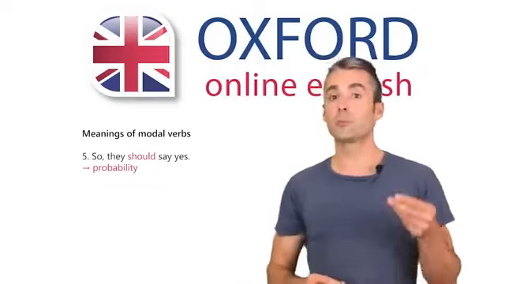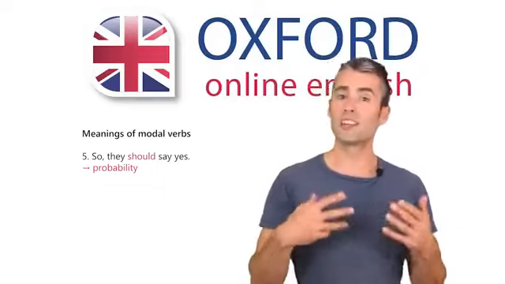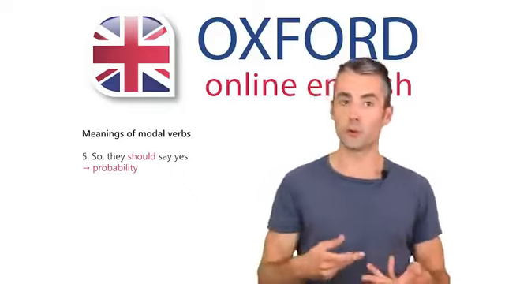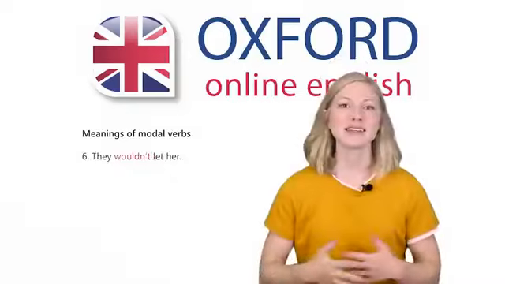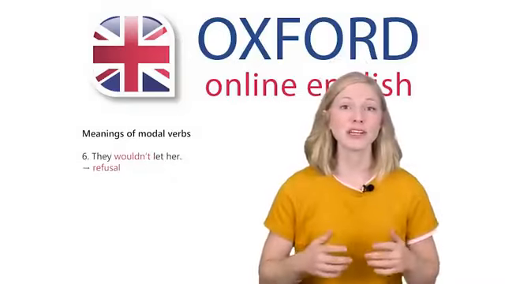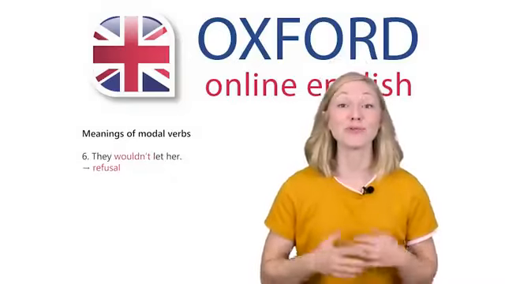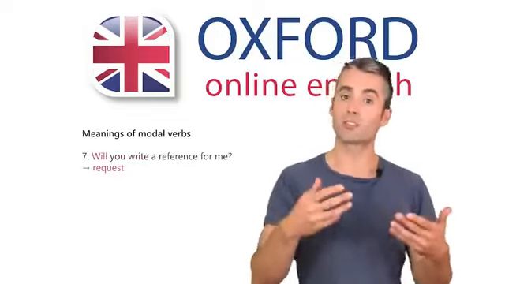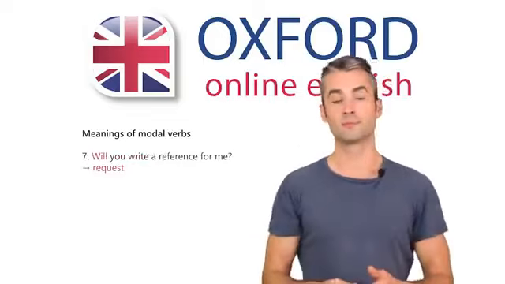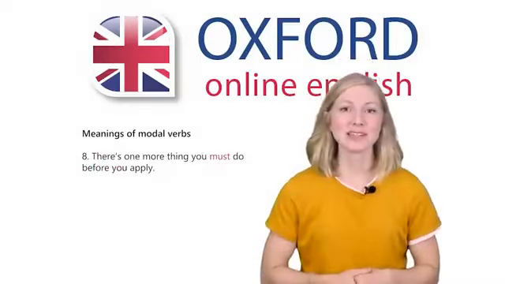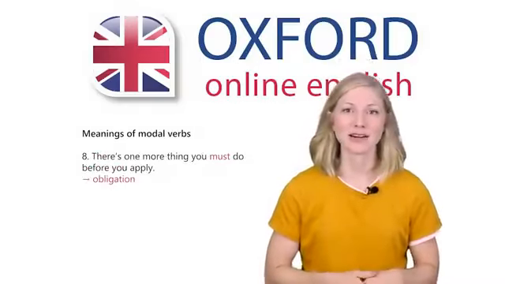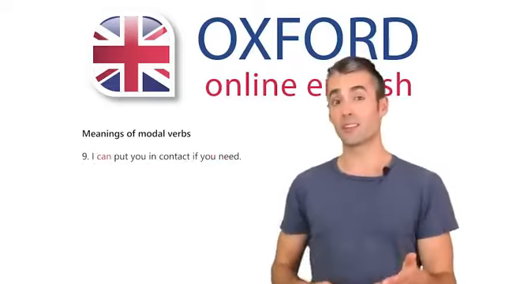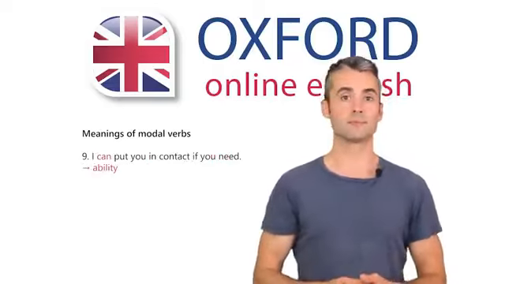Here, should expresses probability. The sentence, they should say yes, means it's more likely they'll say yes than no. The 6th sentence expresses refusal. Wouldn't here has a similar meaning to refused to. Number 7 is a request, when you ask someone to do something for you. The 8th sentence expresses an obligation. Must here means that it's necessary to do something. Finally, the 9th sentence expresses ability.